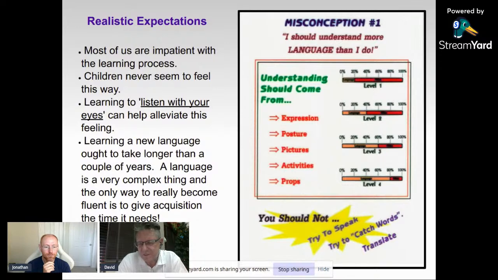That's not enough to stay interested in what's being said. I can't follow the story. All I can grab are some words. Which I should not be doing. I should not try to catch words. You see that at the bottom.